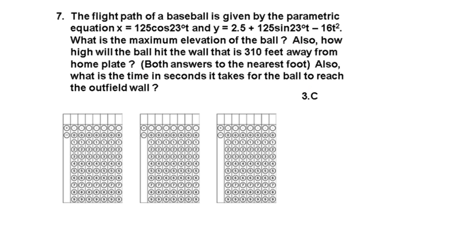Next, 7. The flight path of a baseball is given by the parametric equation x equals 125 cosine 23 degrees t and y equals 2.5 plus 125 sine 23 degrees t minus 16t squared. What's the maximum elevation of the ball? How high will the ball hit the wall that's 310 feet away from home plate? And also, what is the time in seconds it takes for the ball to reach the outfield wall? We have the answer places down below. We're going to bubble these in.